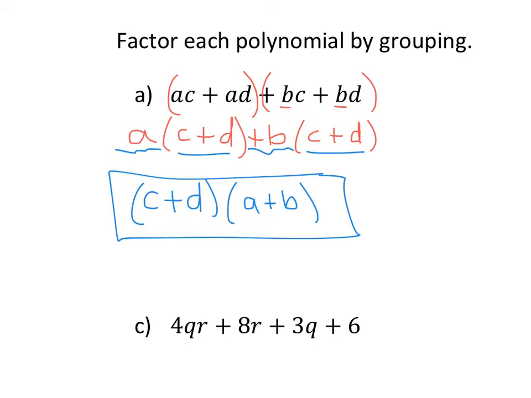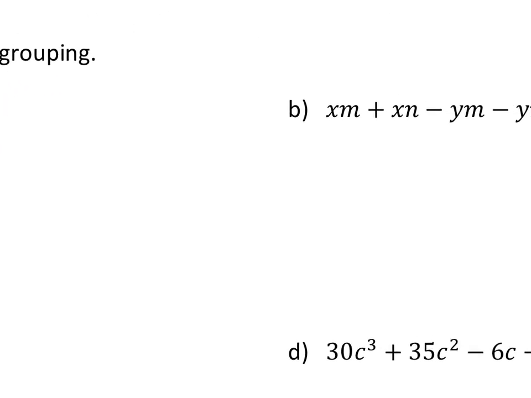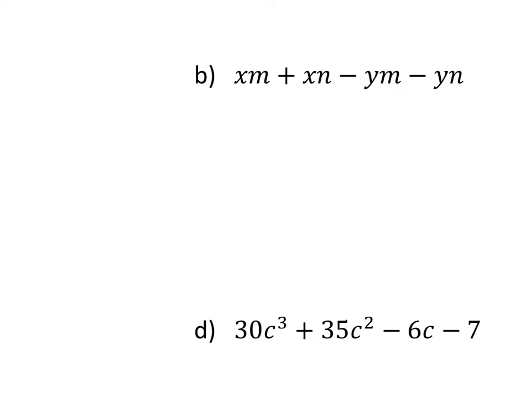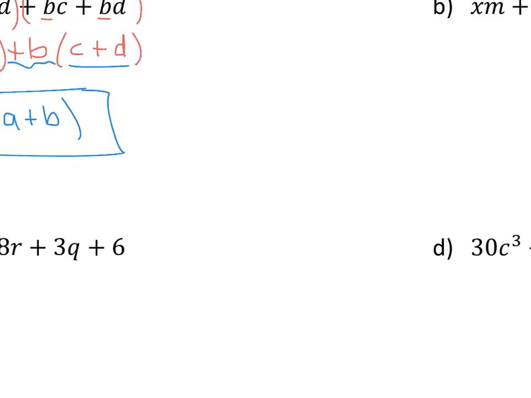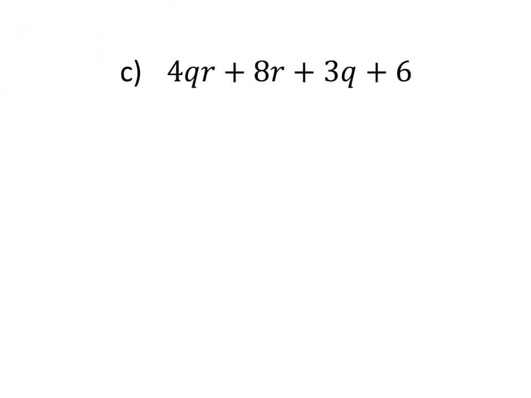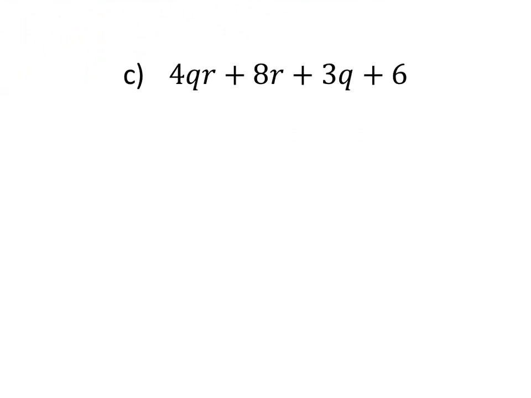Let's do another example. Let's look at letter B. Actually, you know what? Let's look at letter C. Let's throw some coefficients other than 1 in there. Letter C. I'm going to group. Let's color code this one. And do a second group. Again, remember, include that sign.